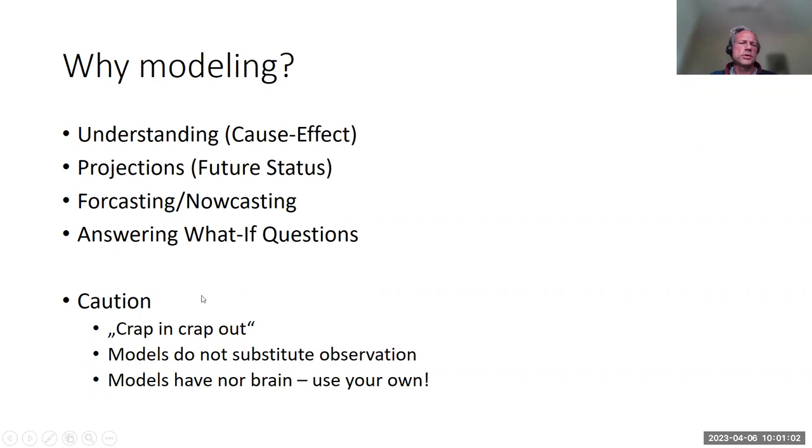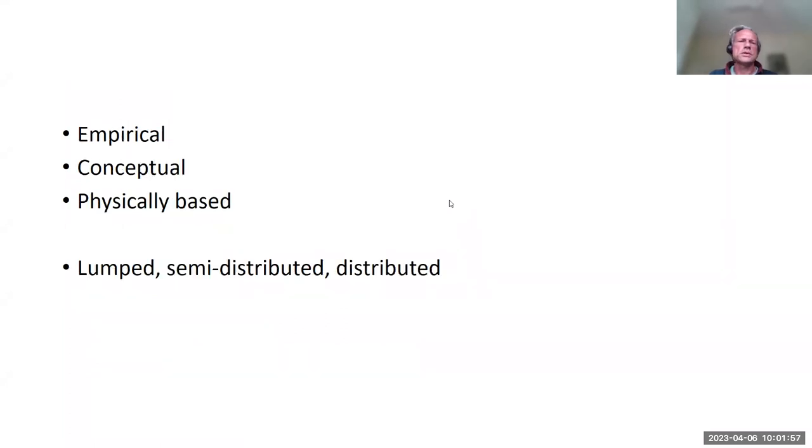It's perhaps not a nice term, but it's quite understandable that you have models that in theory work fine, but if you have bad input data, if you're not sure about the quality of your input data, you cannot expect that the output is reliable. So that is this garbage in, garbage out sentence. And for sure, models are not substituting observation. So that means models can only use good observation and make more sense out of it. And models do not have a brain, now in the age of artificial intelligence. That may be debated more and more, but it is very important that you are checking each model process and each result on your own.